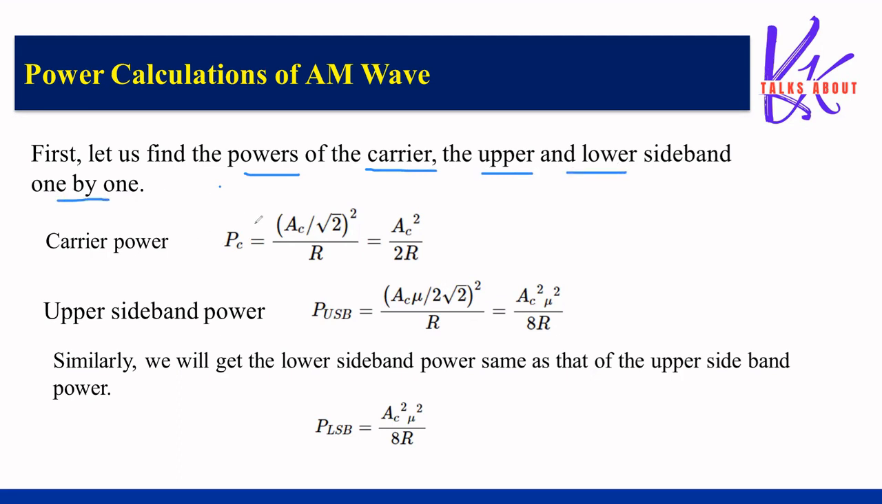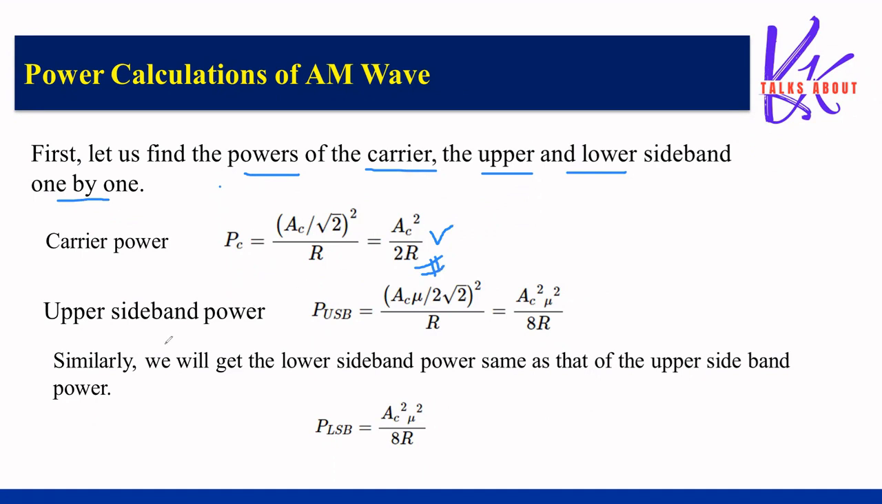So now from the previous formula, the carrier power is Pc equals Vrms square by R. So Vm for the carrier, that is a cos signal, is it right? So that is Ac by root 2, whole square, by R, which is given as Ac square by 2R. So this is the power consumed by your carrier.